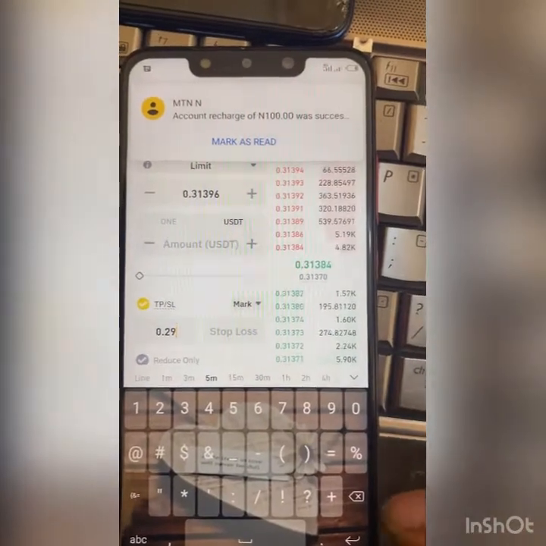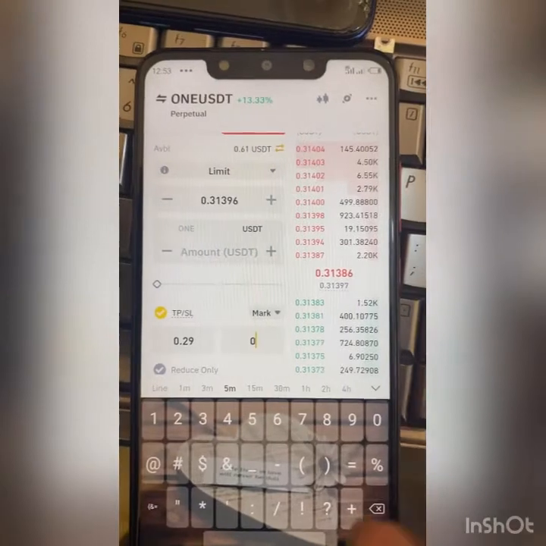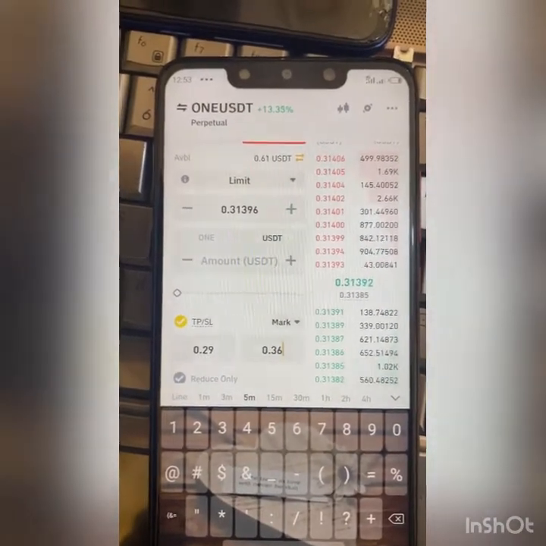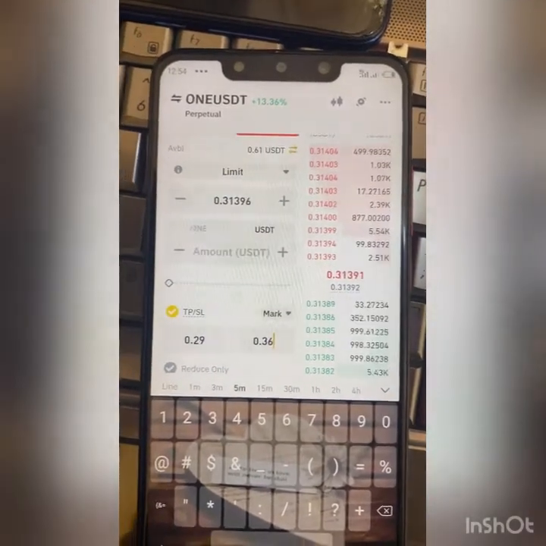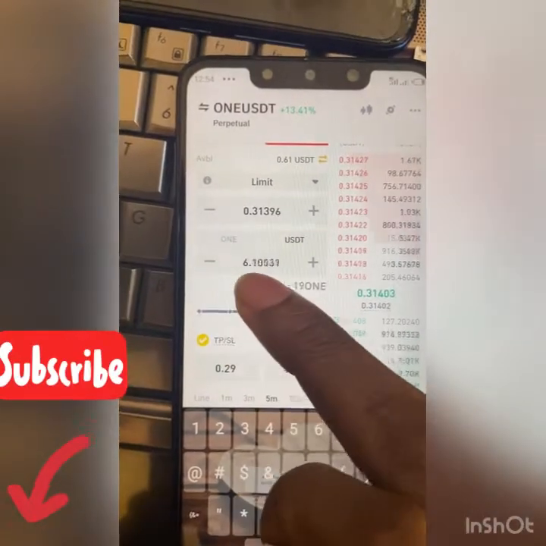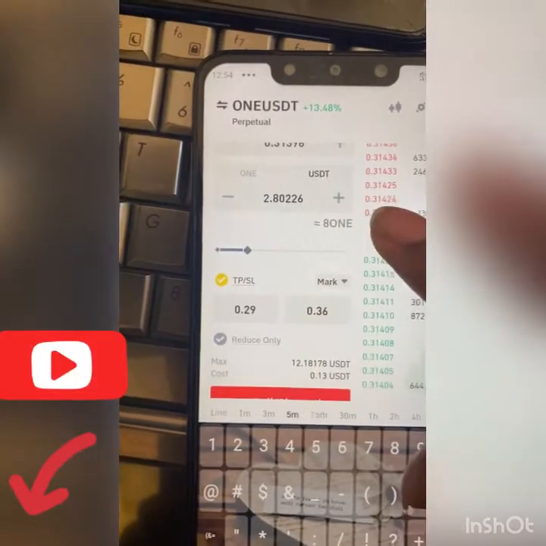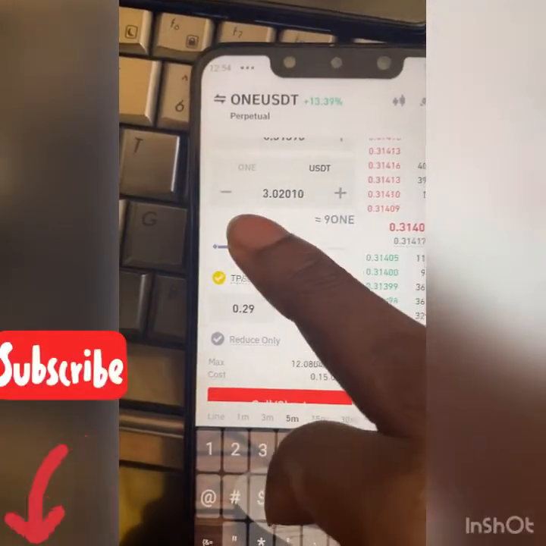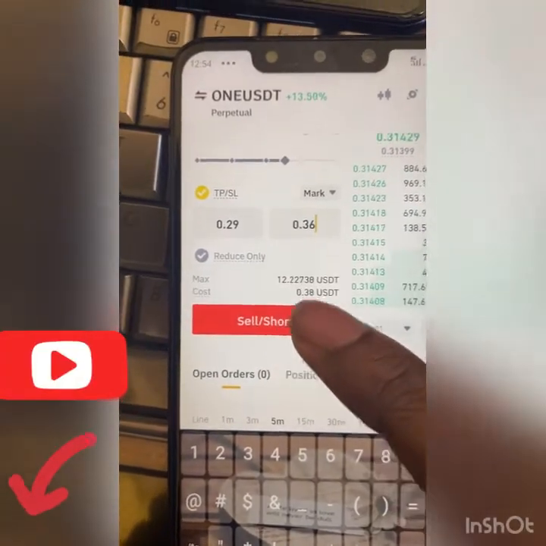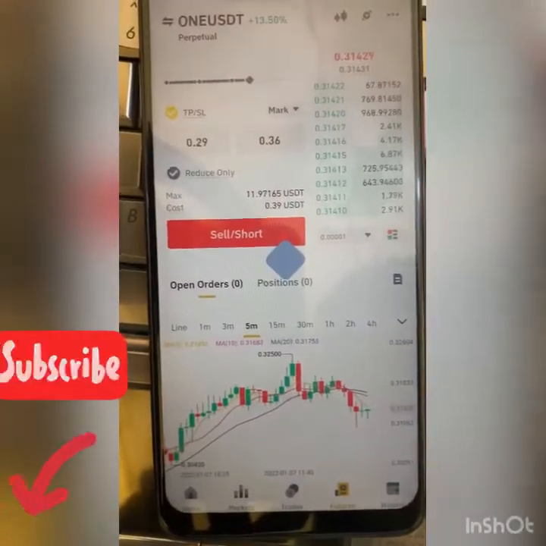0.29. You understand? Then it should stop loss if it goes up to 0.36, because I am trading on short. So you come, you select, you put the price. Let me use small money to trade it. Then you come to buy, you come to sell short, and you sell short, confirm sell.